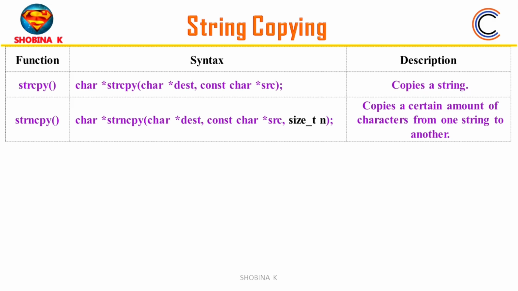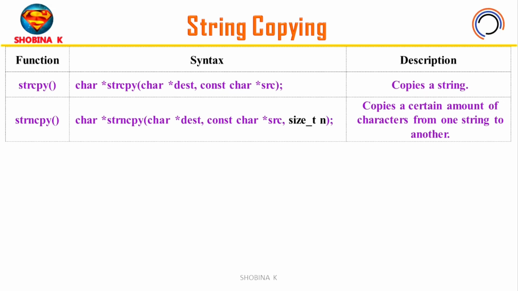Char asterisk dest. This parameter is a pointer to a character array. It represents the destination string where the content will be copied. The function modifies this string. And next, const char asterisk src. This parameter is also a pointer to a character array. It represents the source string from which characters will be copied to destination. The const qualifier indicates that the content of the string will not be modified by the function.